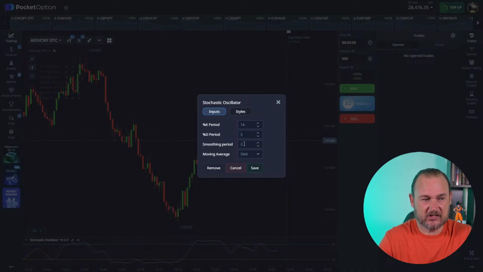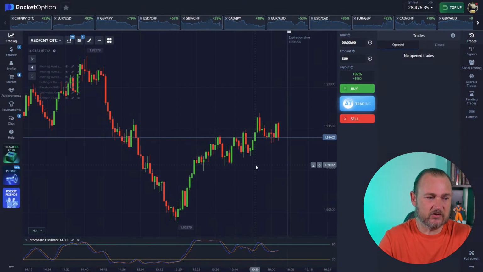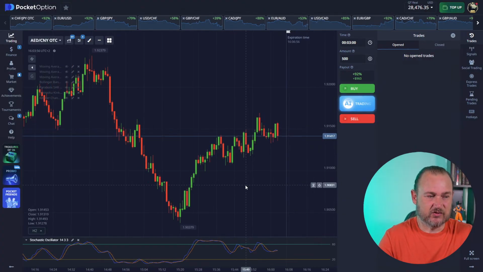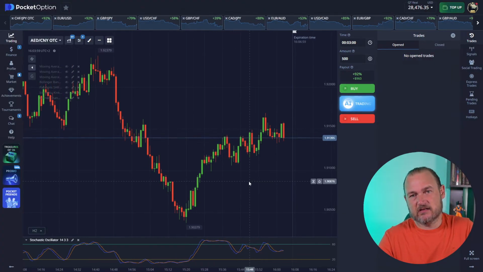There's a smoothing period as well. This just smooths out the K line a little bit, because it can become very erratic at times. But we're going to use it on default values today. We're not going to mess around with any of the values. It's good enough as it is.